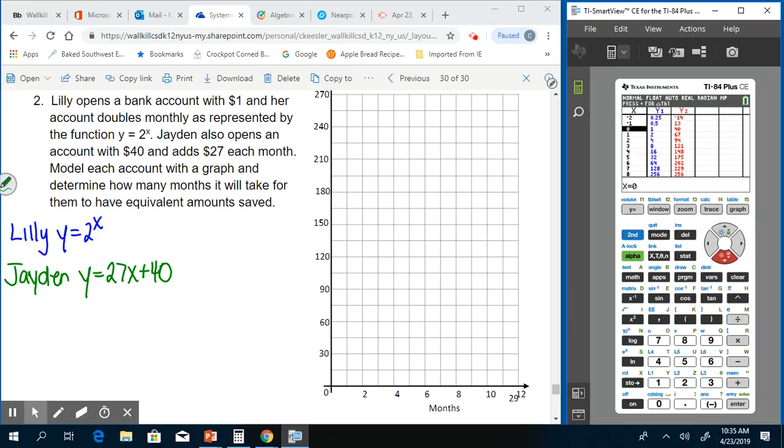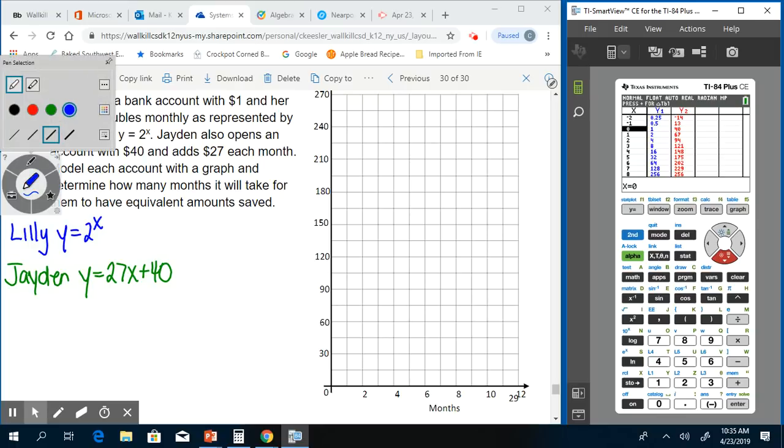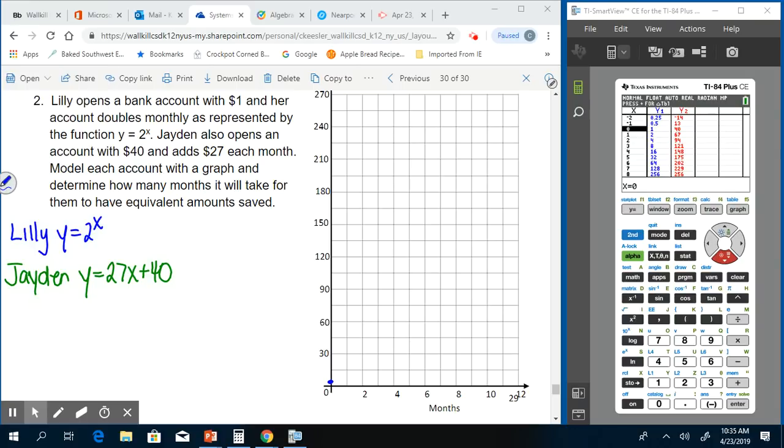All right, so we start at 0. For Lily, 0, 1 is going to be our first point. Then 1, 2. Should be even pretty low. It's kind of hard to estimate there. And then 2, 4. So it's growing very slowly. 3, 8, not even at the halfway mark of 15 yet. These points should probably be a little bit lower. Then 4, 16.